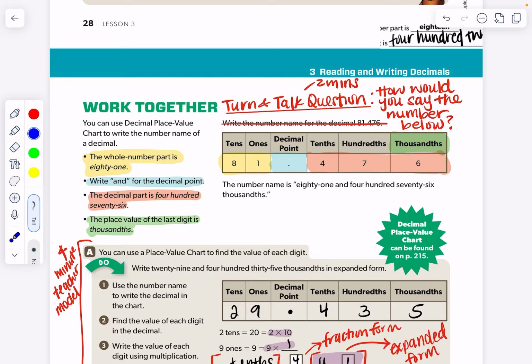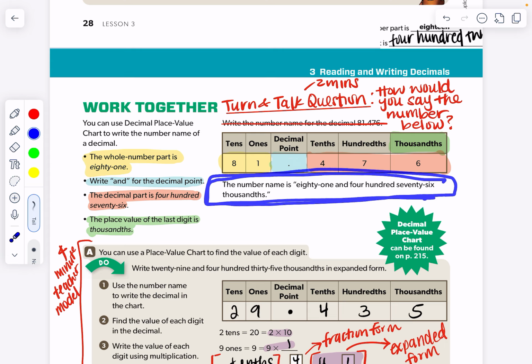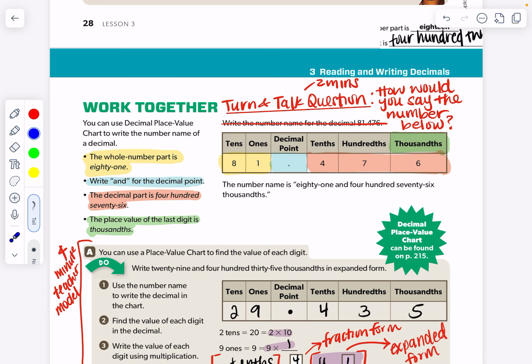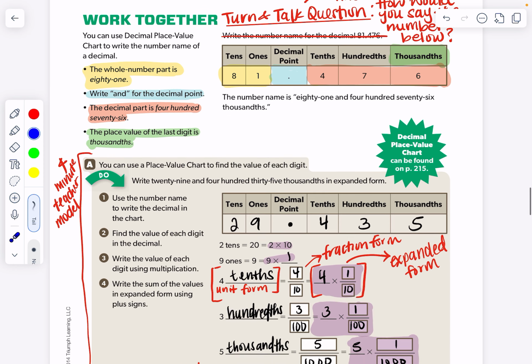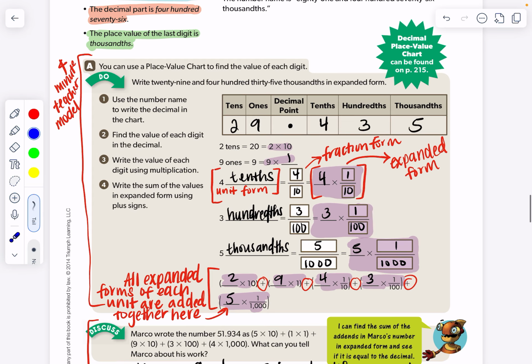And so students should say it's read as 81 and 476 thousandths. Obviously, it's right here, so tell students, do not look. Some of them may cheat, but we want to get a good sense of, hey, do they understand the skill and the different parts, right? And so then you'll jump into your 4-minute teacher model, showing students how to write the number in expanded form.